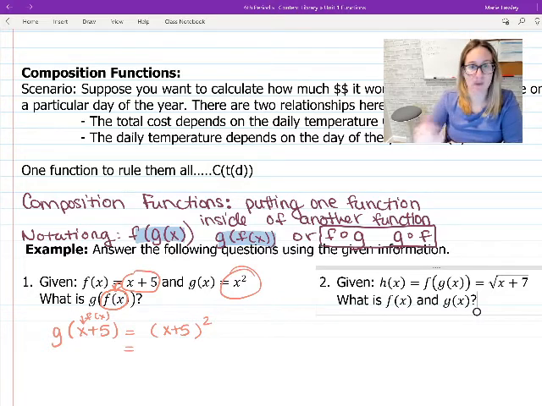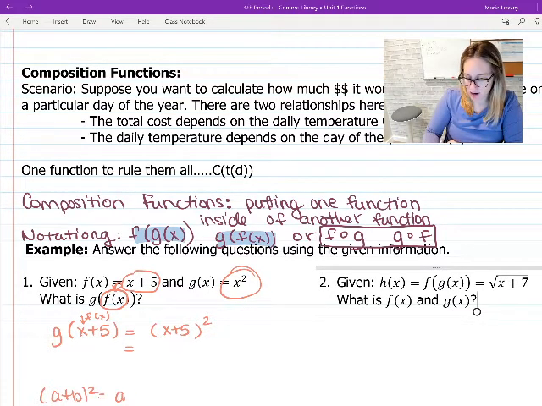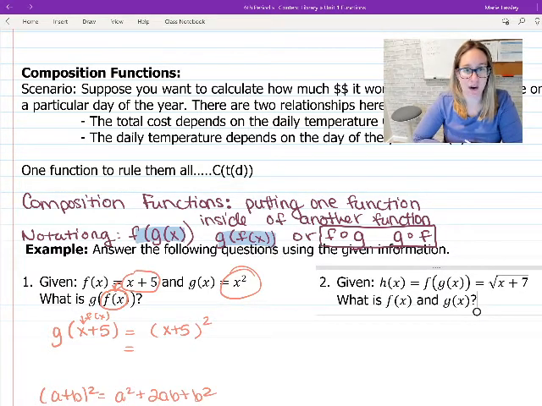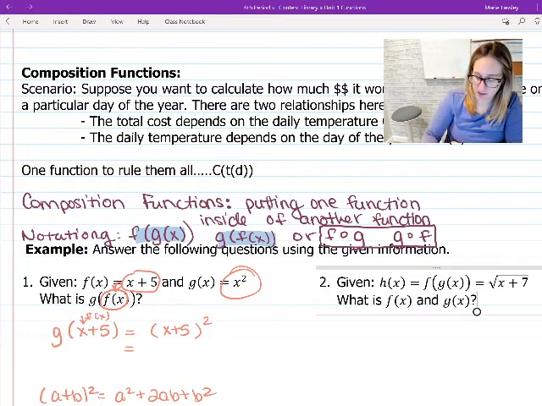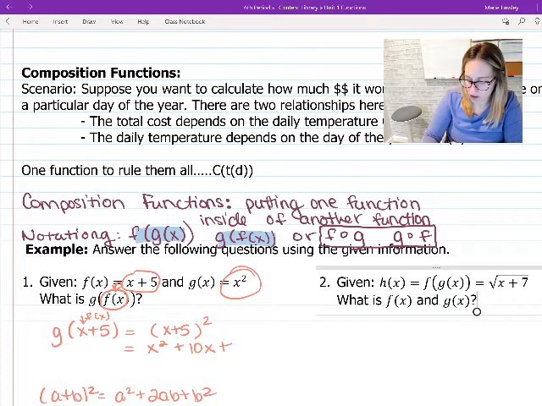Okay, so we talked about the trick for expanding binomials. Remember, it's a plus b squared equals a squared plus 2ab plus b squared. I use that every single time, so I don't recommend writing this out and then doing the whole multiplying, foiling thing. Remember this trick, we square binomials all the time. So it's x squared plus 2 times 5 times x, so 10x, plus 5 squared, which is 25.